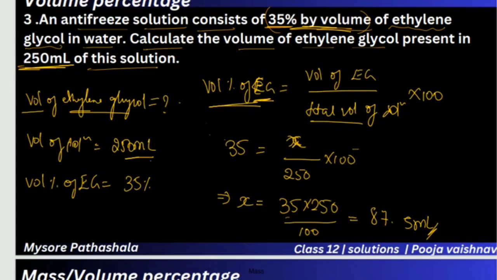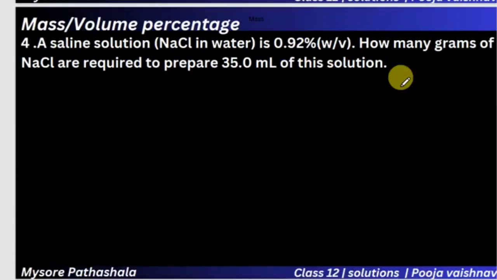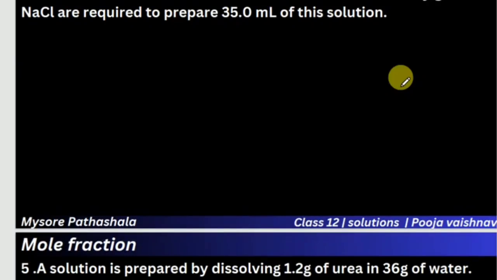This is the volume of ethylene glycol. A very simple question. If you know the formula, and if you know how to write the given and what we need to find out, then it is very easy to find this. Okay, now let's move on to the next question, that is on mass by volume percentage.